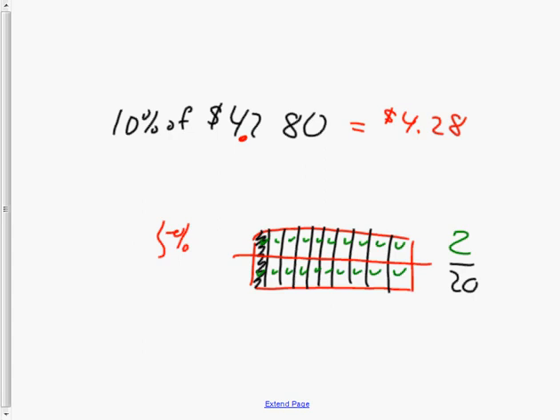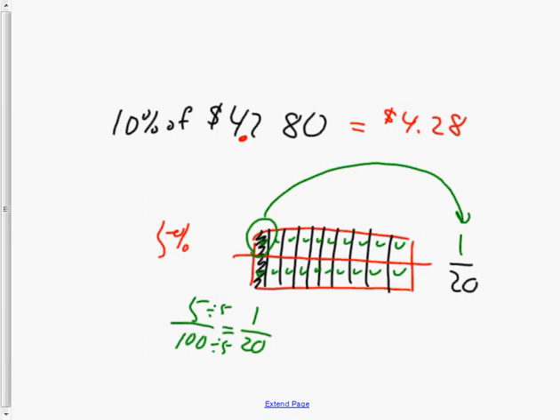Oh, this is not actually what I wanted to do. 20 parts. But if we think about those 20 parts, 5% is 5 out of 100, right? Which if I reduce it down to lowest terms, is 1 out of 20. So that 10% that was before, this one right here is representing 1 part out of 20, which represents 5%.